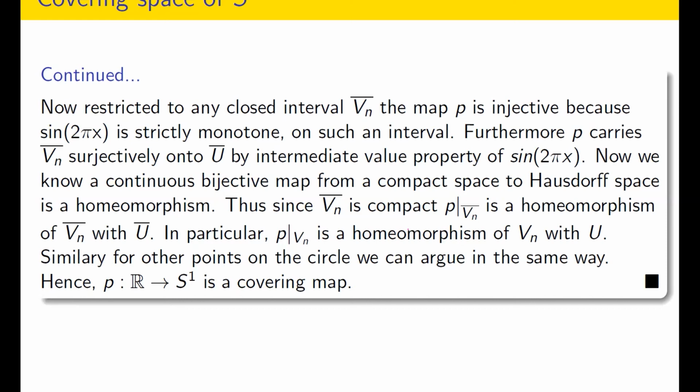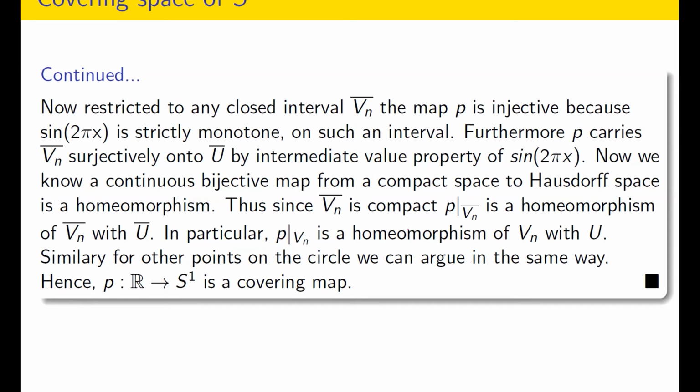Now what we need actually, P is a homeomorphism from Vn to U. But what we got now is a homeomorphism from Vn bar to U bar. So how will we show that P restricted to Vn is a homeomorphism onto U? That's a simple observation, because the endpoints of Vn bar are mapping to the endpoints of U bar, right? Because the endpoints of Vn bar are n minus 1 by 4, n plus 1 by 4. And it is mapping to where? 0 comma minus 1 and 0 comma 1.